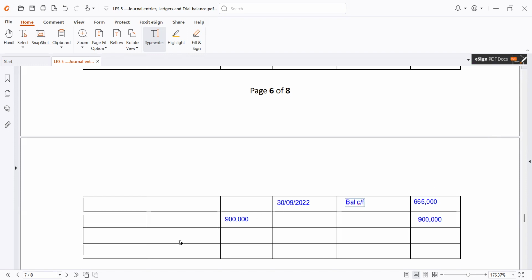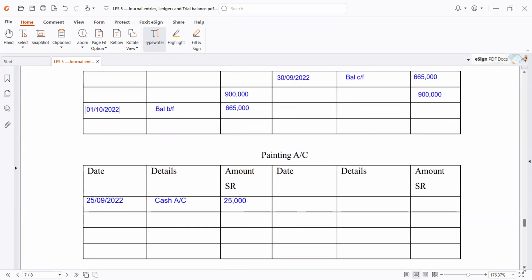Then I'll bring it down on this other side. So I'll have 665,000 for cash. Then this one will be our balance brought forward, and it will be on 1st October 2022. So cash account, the balance is on the debit side and the amount is 665,000. Then I proceed with this other account, which is painting account.